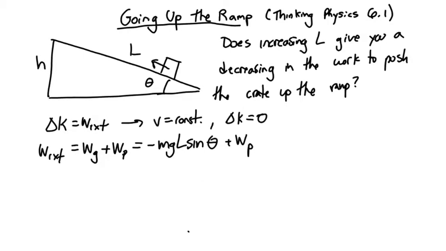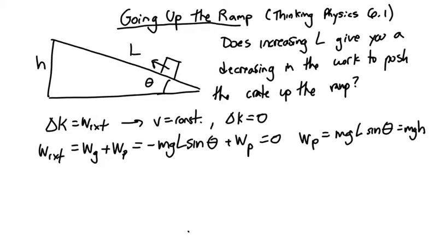And then mgL sine theta, the sine theta is just because of the trigonometry of the problem. As you go up the ramp, gravity is actually pulling downwards a little bit. This wouldn't be true if you were pushing it straight along the ground. So this sum is equal to zero, and that tells us that the work required to push the crate up the ramp is mgL sine theta, and actually, because L sine theta is h, this is just mgh.